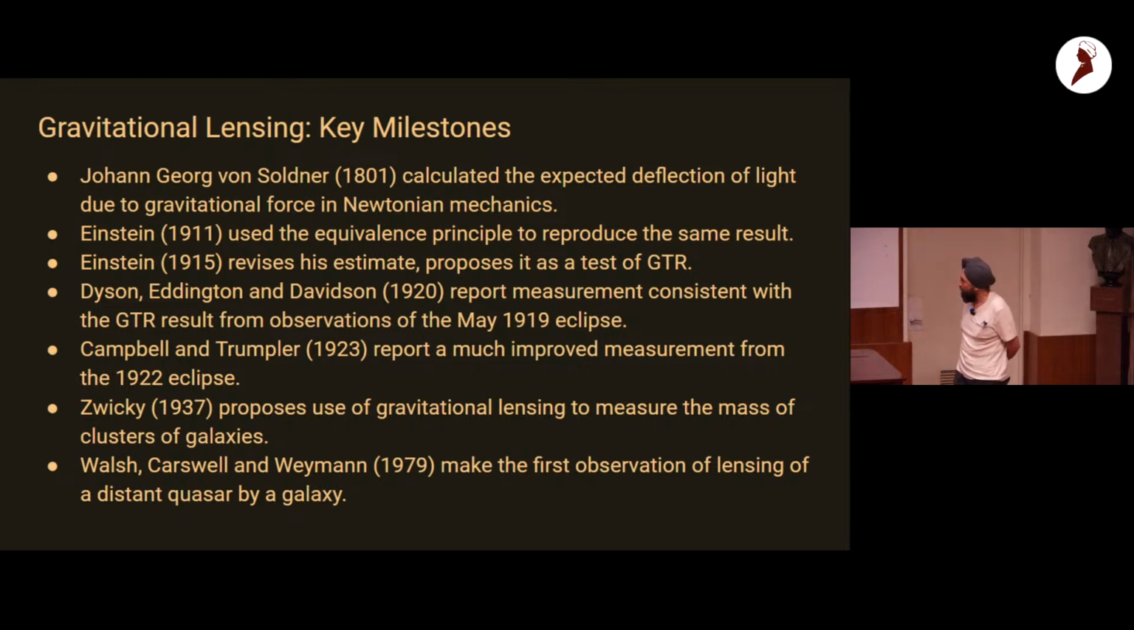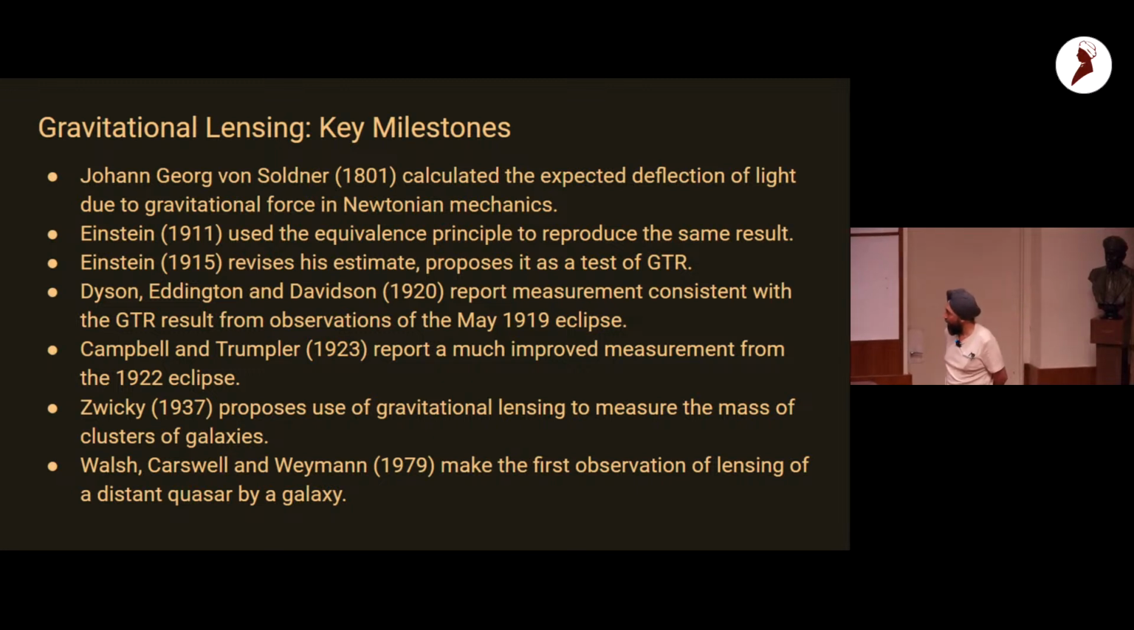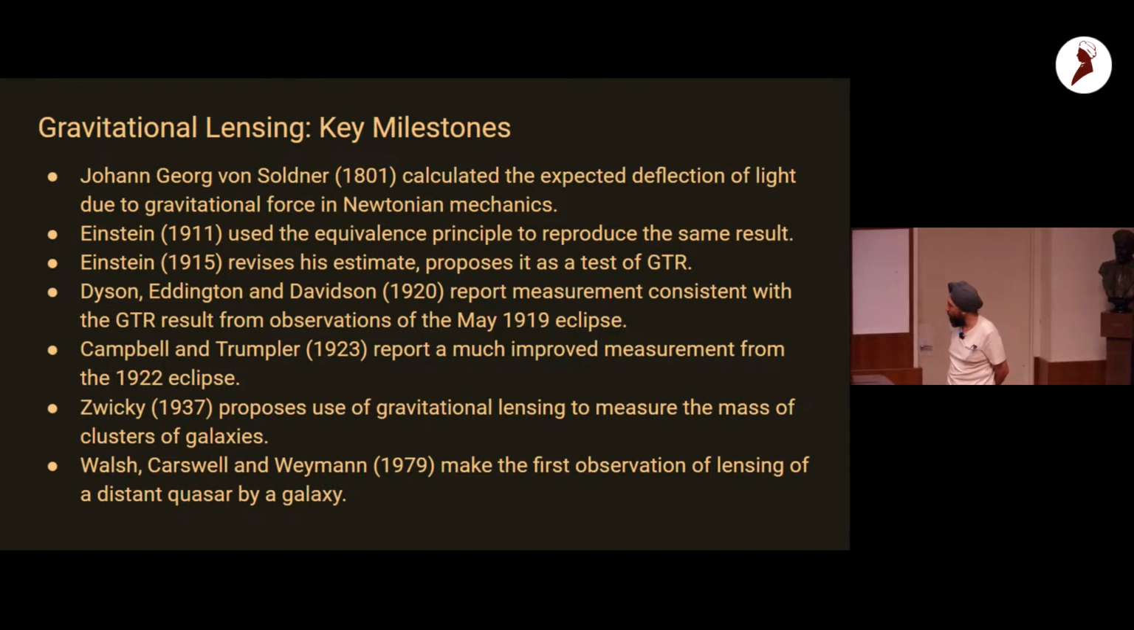The next mention of gravitational lensing, apart from a few attempts made by Eddington and others to observe gravitational lensing by white dwarf stars and remote stars, is by Zwicky in 1937, where he proposed the use of gravitational lensing to measure the mass of clusters of galaxies.